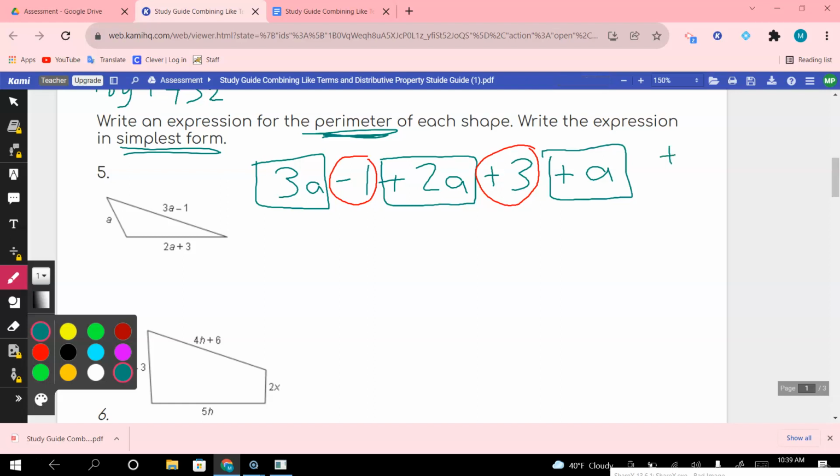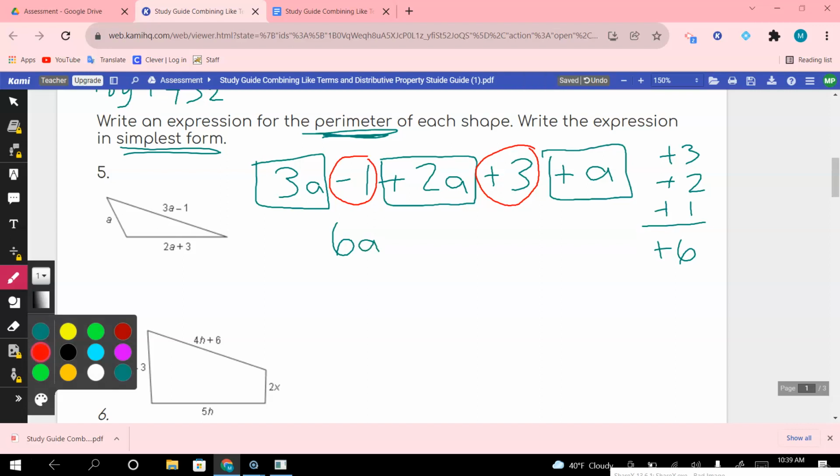So our coefficients are positive 3, positive 2, and positive 1. They're all the same sign, so we're just going to add them. 3 plus 2 is 5, plus 1 is 6. And it is a positive 6 because they were all positives. We don't put the plus sign in front of it. We're just going to do 6a.